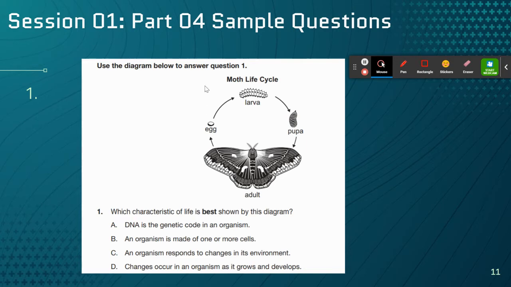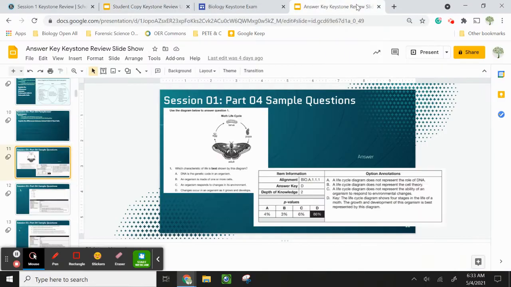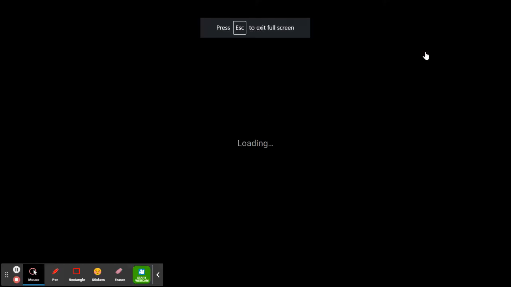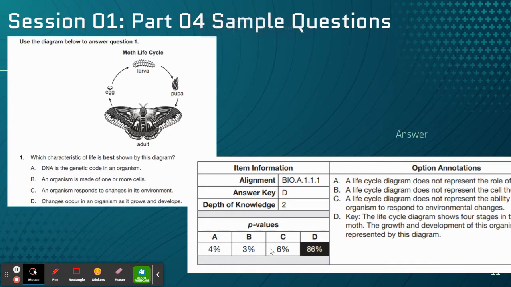All right, let's look at the answer. If you chose D, you would be correct. The first one, DNA is the genetic code in an organism. Yes, that is one of the characteristics of life. B, an organism is made of one or more cells. Yes, that is a characteristic of life.